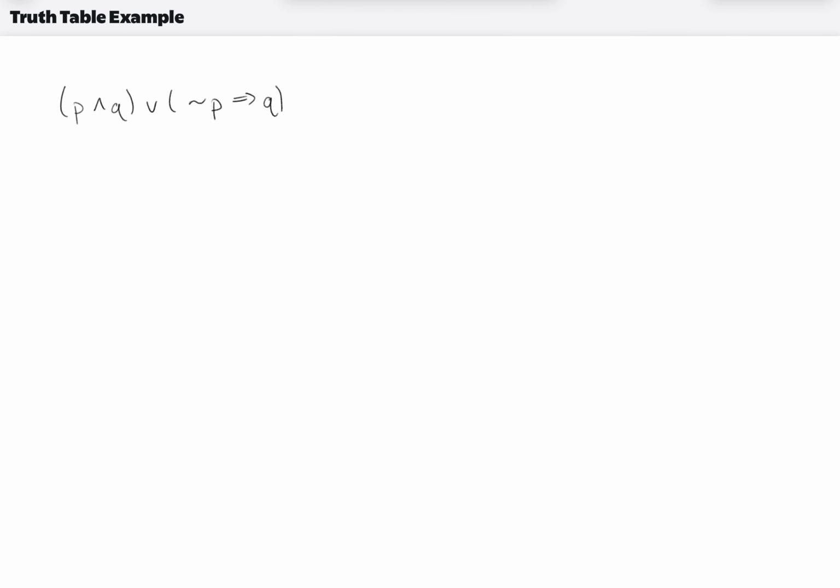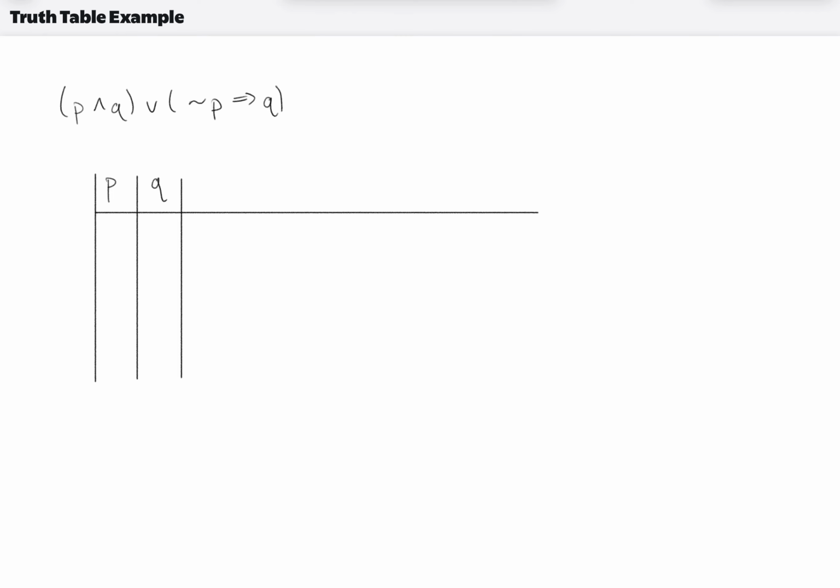So we have to iterate columns of our truth table. So let's start with the possible truth values of both P and Q. P, Q. The good order to start with is when both truth values are true. Then we go true, false, false, true, false, false.